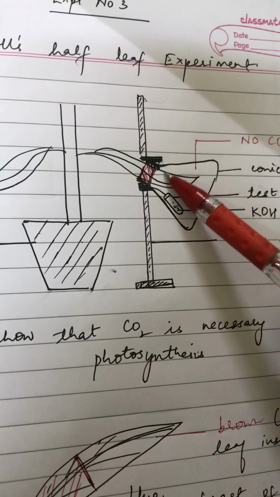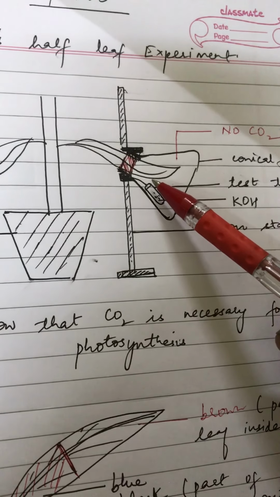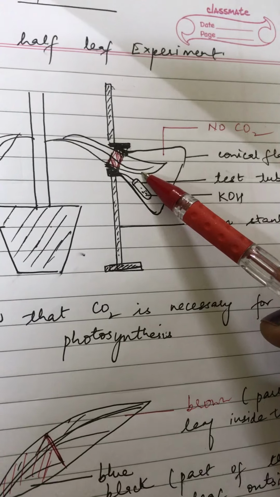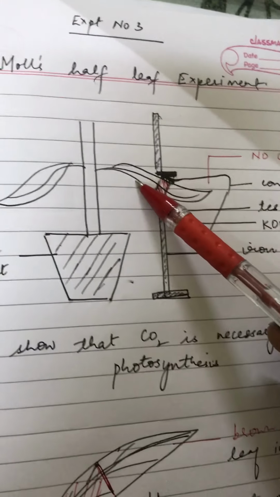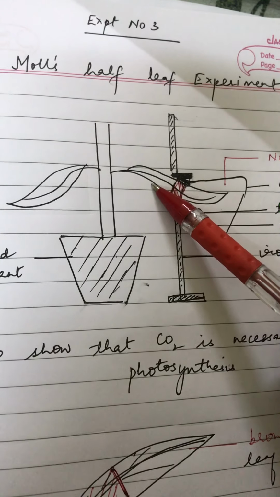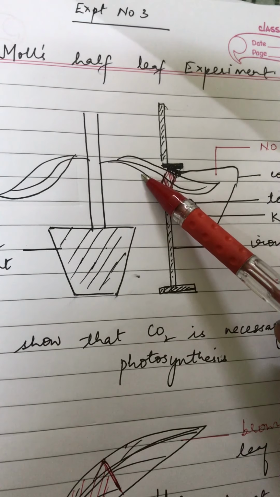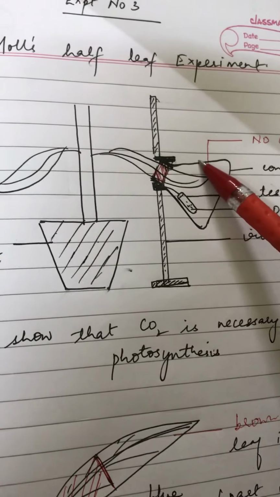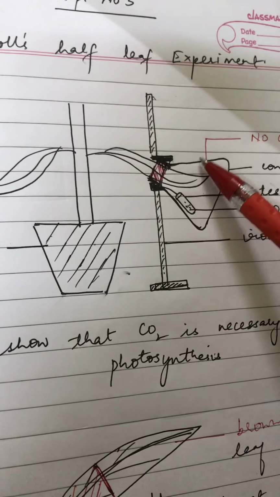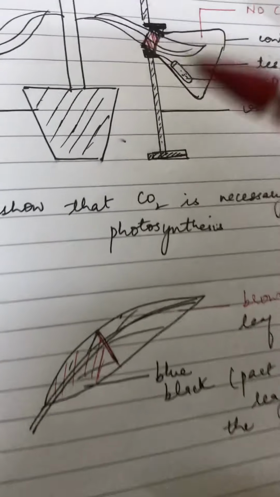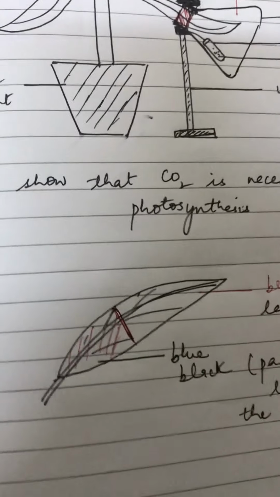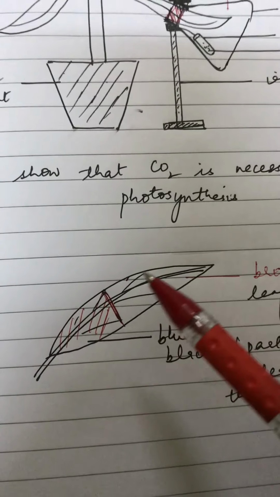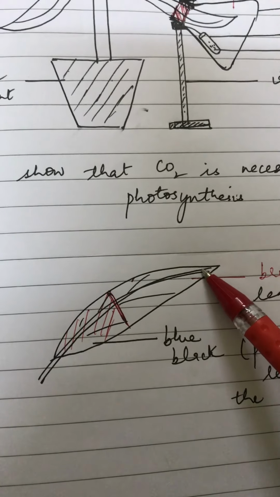When this part of the leaf does not get any CO2, what will happen? It will not perform photosynthesis, whereas half of the leaf which was outside the flask will perform photosynthesis. So this half is acting as a control and this is acting as an experimental setup. And when we perform the iodine test on this leaf, what will be our results? You have to draw the leaf after the iodine test.